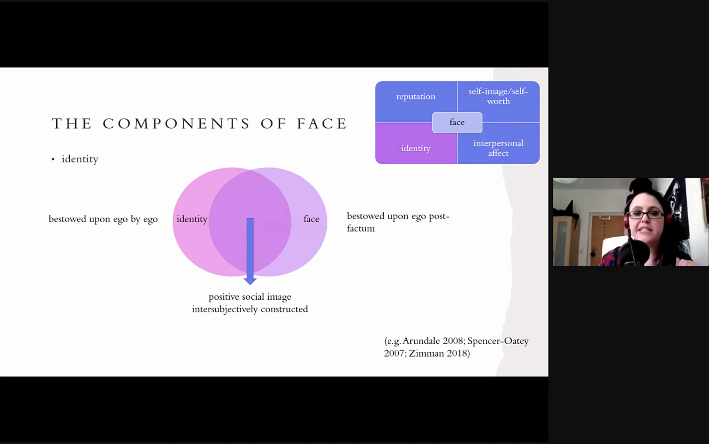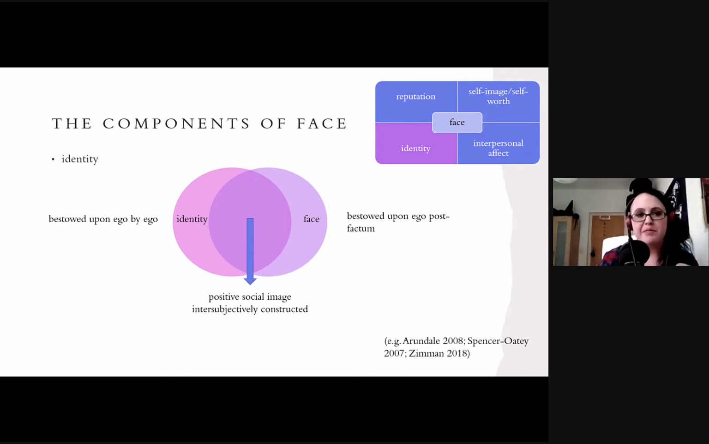And now let's turn to identity. Identity and face are very closely related concepts. Some researchers, in essence, also equate these two. What face shares with identity is that both entail that we have a positive social image about self or other, and that both can be intersubjectively constructed together with other interactants. Where they differ, though, and that's key here, is that face is bestowed upon the other post factum, that is, by others after an interaction.